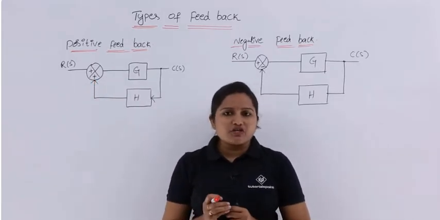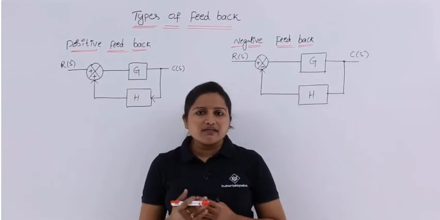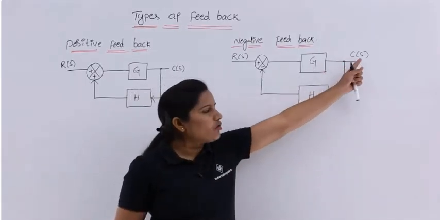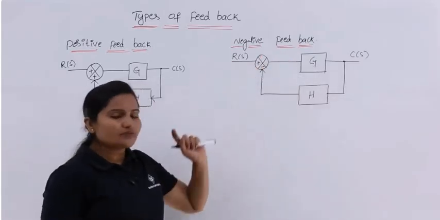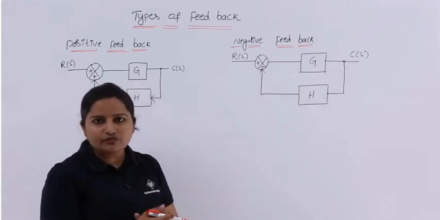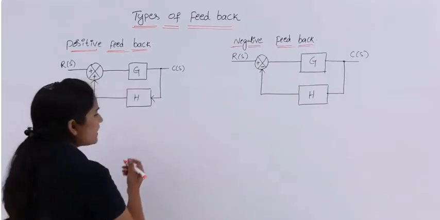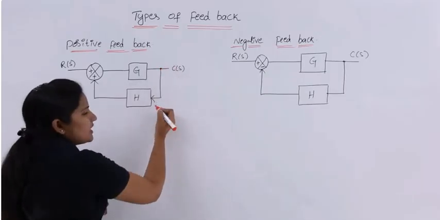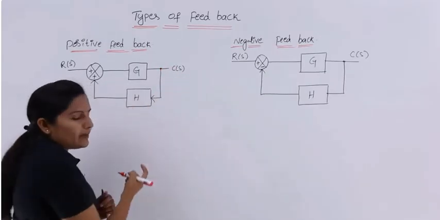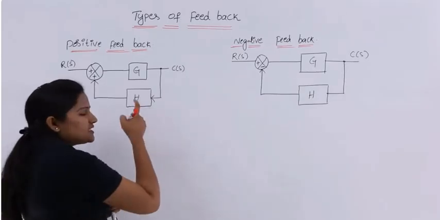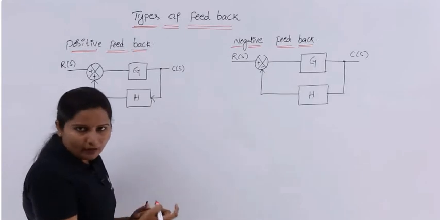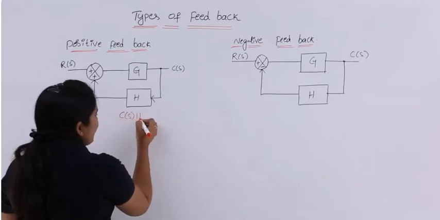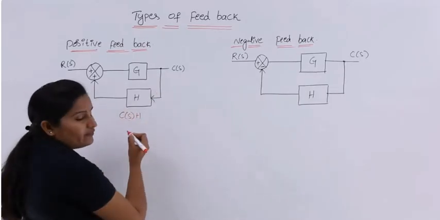Then coming to the transfer function of these two systems, we know that the transfer function is the ratio of output transform to input transform. Here we have output transform C(S) and input transform R(S) in both positive and negative feedback systems. At this point you have C(S). This C(S) is multiplied with the feedback gain H, where H is the feedback gain and G is the open loop gain of the control system. So the value in this line is C(S) into H.